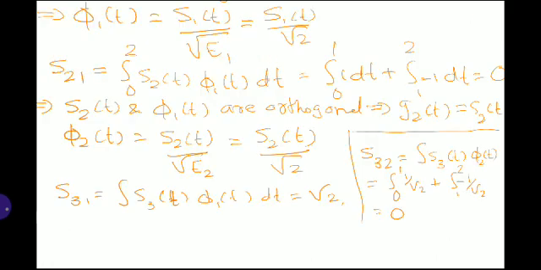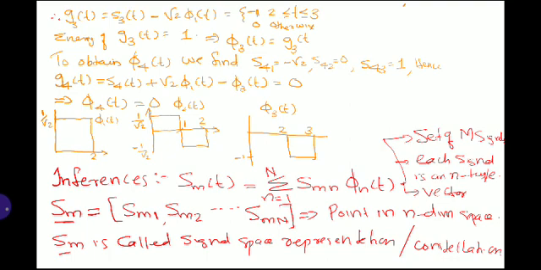Now find the coefficient S31. S31 is the integral of S3 of t into phi 1 of t dt. When you do that integral, you will get root 2, and S32, the integral of S3 of t into phi 2 of t, is equal to 0. I have missed some steps, so you can do all the steps when you study.